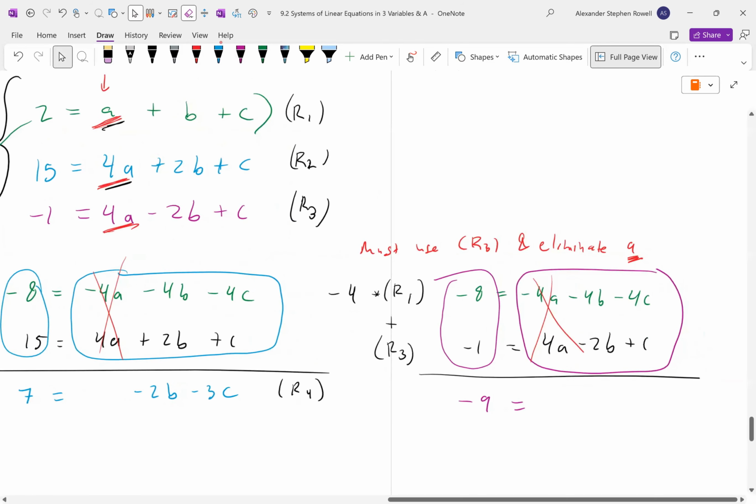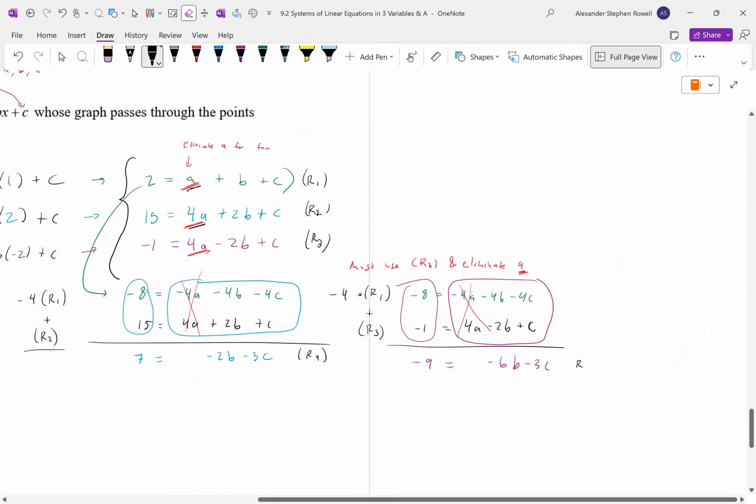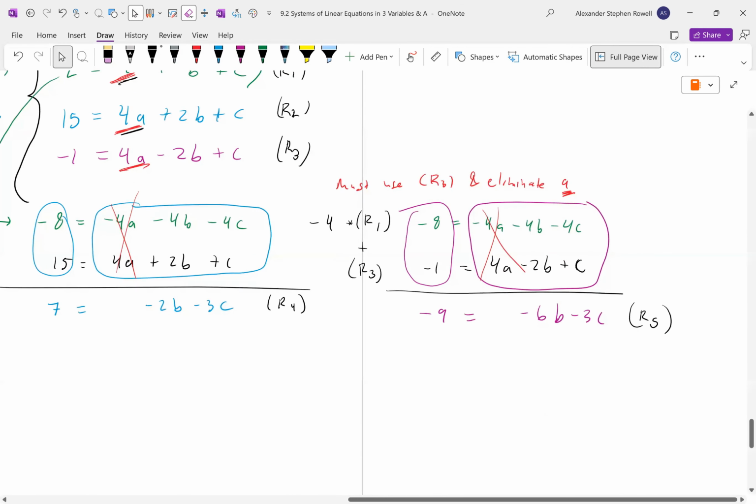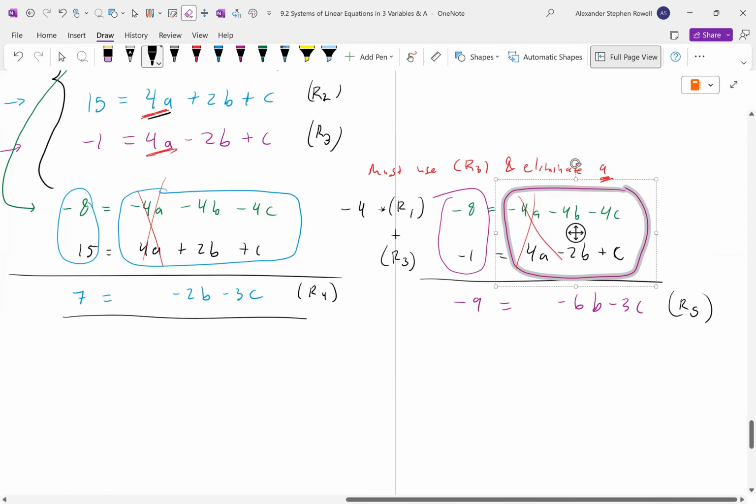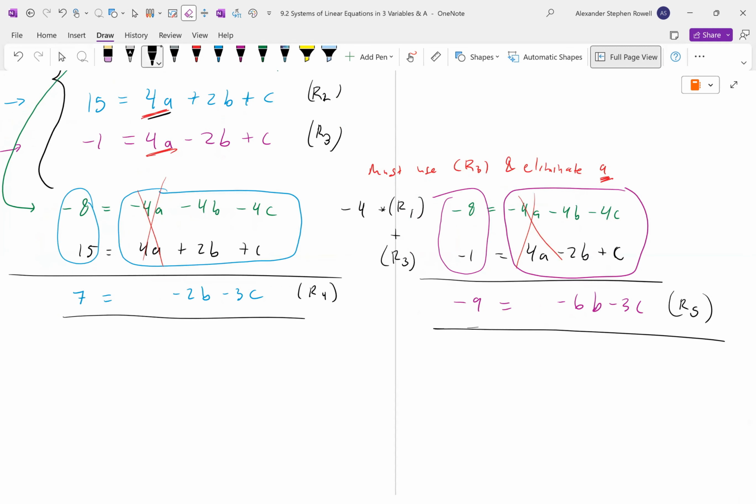Now it's easier if you accidentally eliminate more variables, which is why I wanted to show you one where we didn't. Minus 6b minus 3c. So this is equation 5. Are there any questions so far? Okay, so now we've used all 3 equations to create 2 new equations with 2 variables only, b and c only. So now it's like your homework from last night.